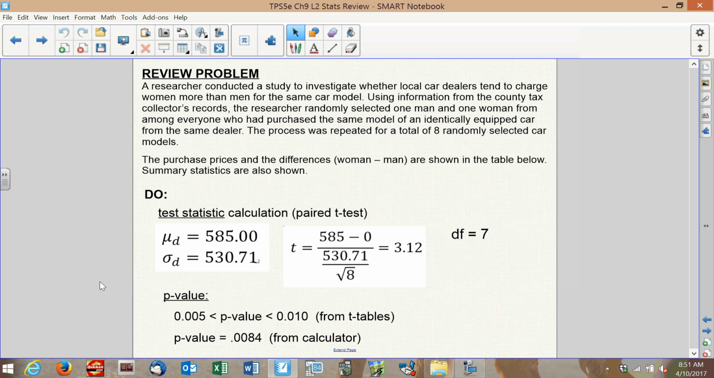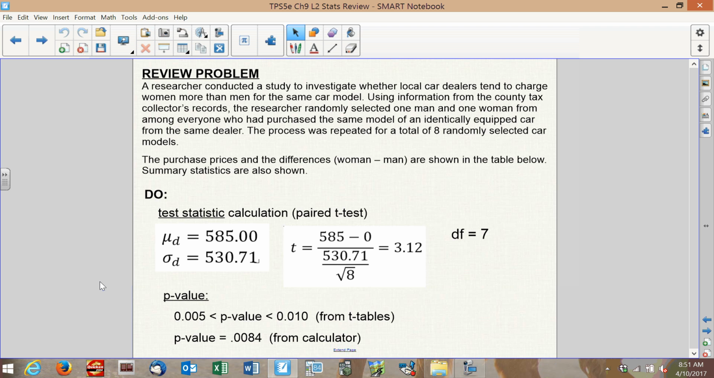Remember, it's the statistic minus the parameter. 585 is what the actual difference was. We're hypothesizing that there's no difference, so that's why it's 585 minus 0. And then the bottom is how to calculate standard deviation for a mean. And we get a t statistic of 3.12.